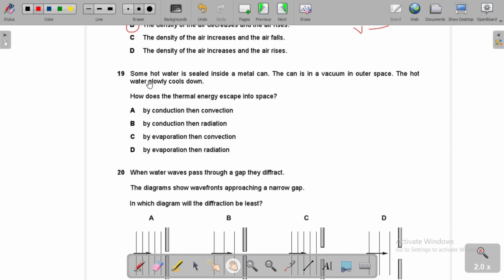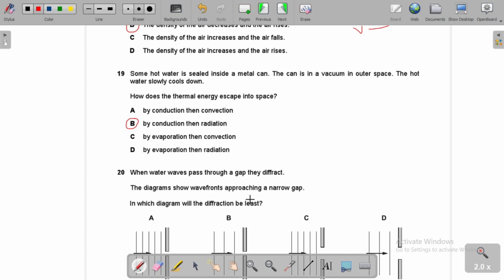Okay, some hot water is sealed into a metal can. Let's look at the answers. The can is in a vacuum in outer space. The hot water slowly cools down. But the water is inside. Since it is a metal, heat will be transferred by conduction in the metal. And since there is a vacuum, heat is also going to be transferred by radiation. So this is the answer.